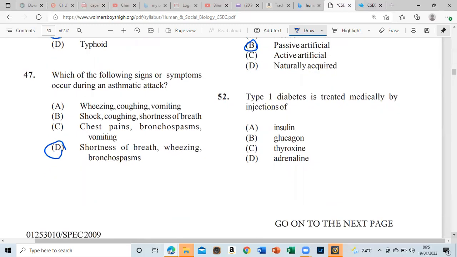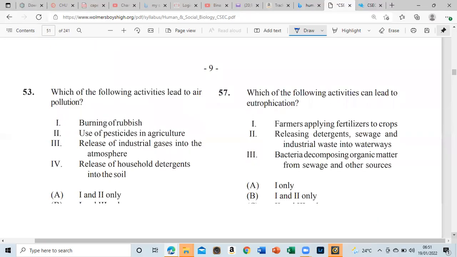Type 1 diabetes is treated medically by injections of, is it insulin, glucagon, thyroxine, or adrenaline? And 52 would be A, insulin. Let's move on to 53. We're almost at the end.